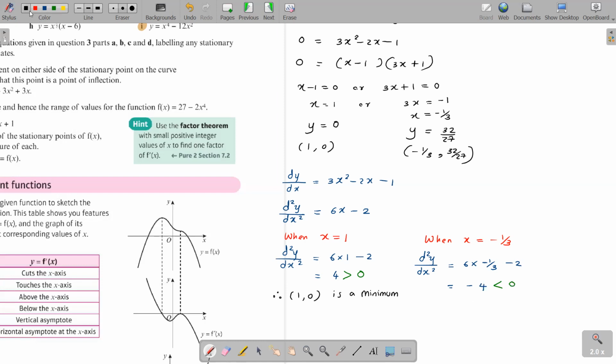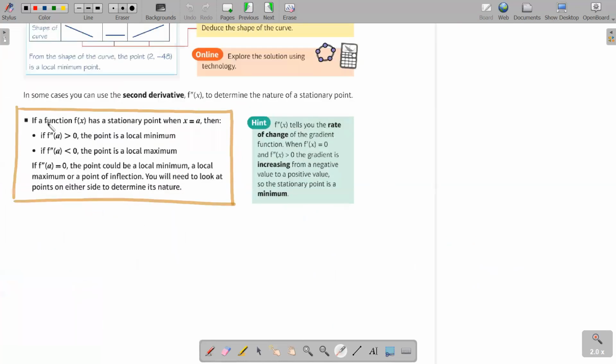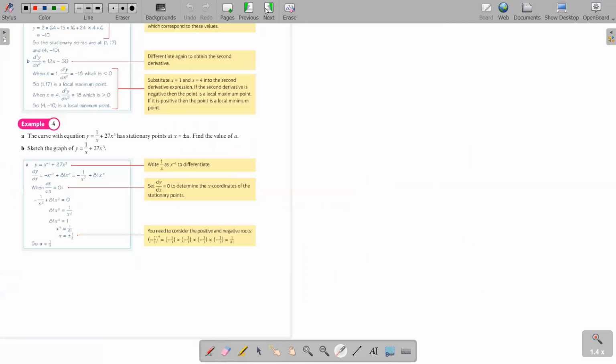If it's less than 0, what does it mean? The point minus 1 over 3 comma 32 over 27 is a maximum point. Is that okay? If your second derivative is positive, your point is a minimum. If your second derivative is negative, then the point is a maximum. That is the rule we wrote here. Less than 0 means negative, so it's a maximum. Shall we move to the next one?